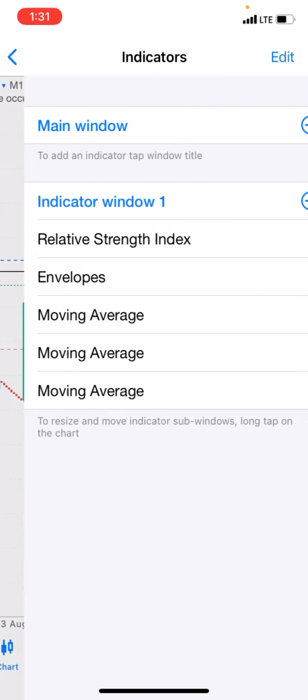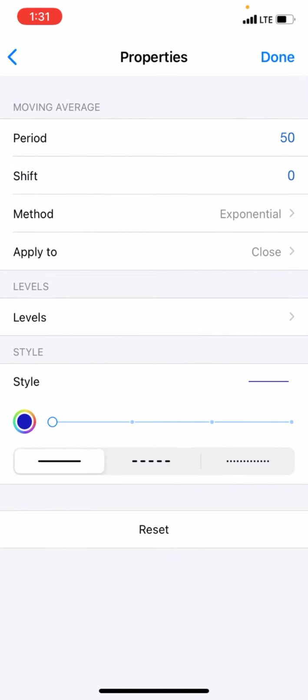The next thing you want to do is add your moving average: period 50, shift 0, method exponential, apply to close, levels, you don't need that.